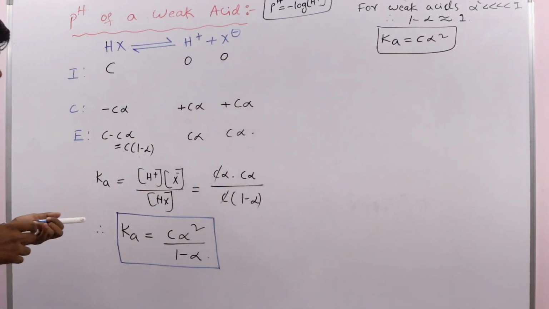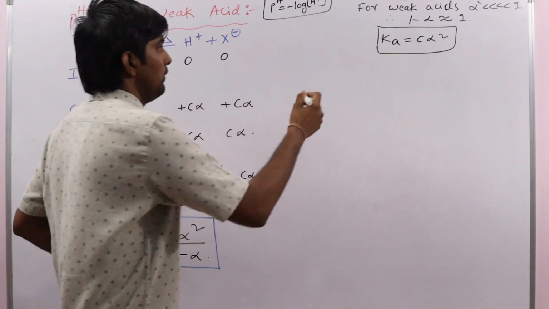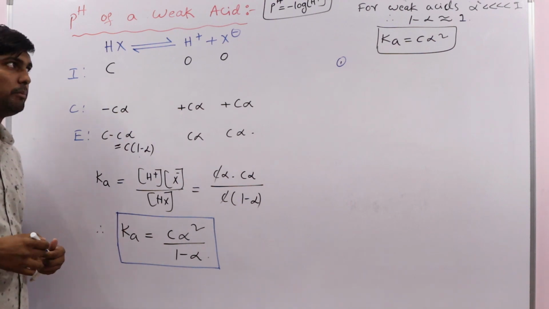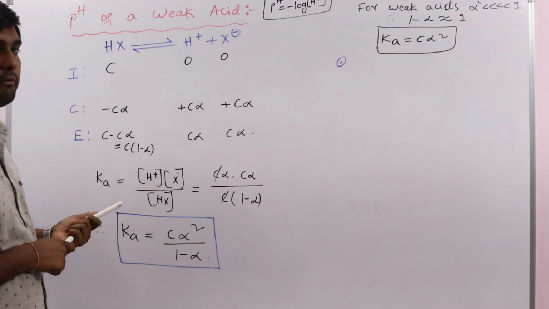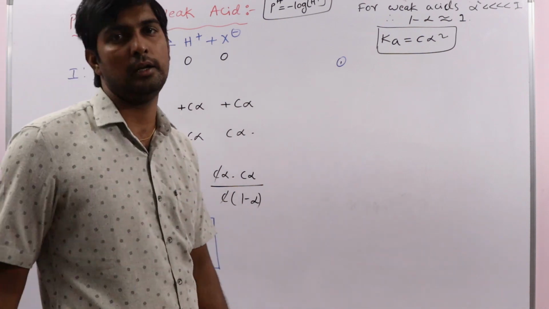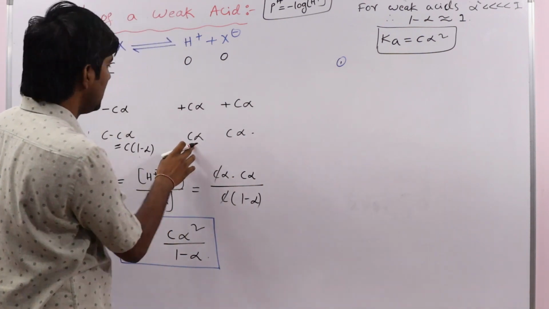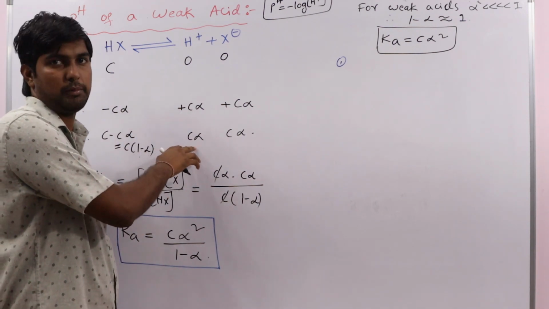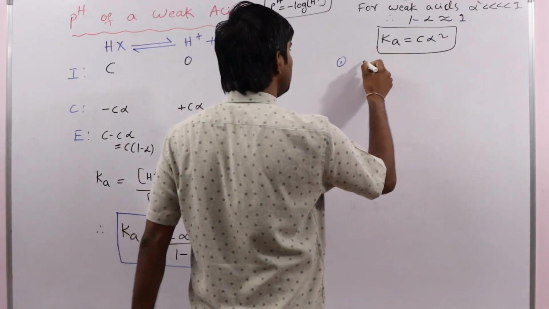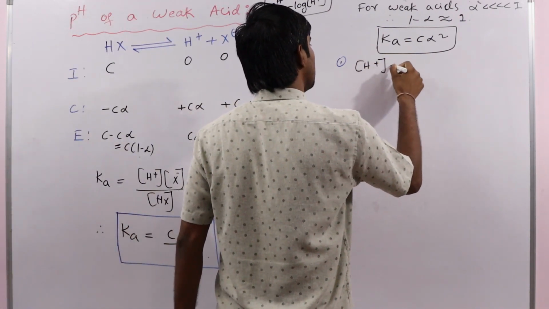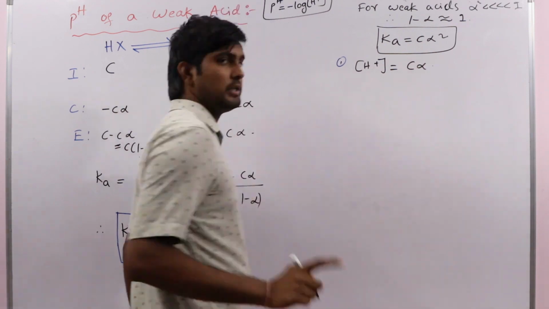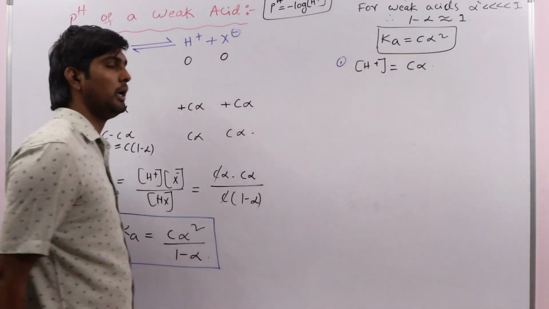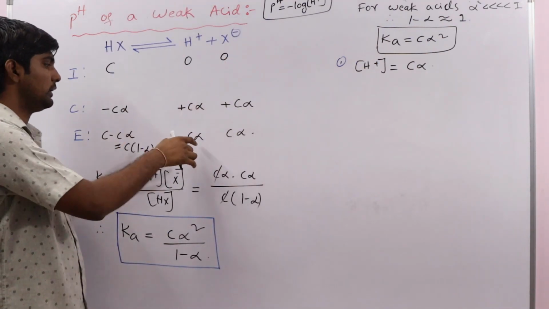Now from here we can write some other formulas also. Sometimes in the examination they will ask you to find the concentration of H plus ion. In that case, we have to calculate the concentration of H plus ion at equilibrium only. Remember that. So what is the concentration of H plus ion? That is equal to C alpha. This is one formula. These two are also important. Then we can write the H plus ion concentration is equal to how much?